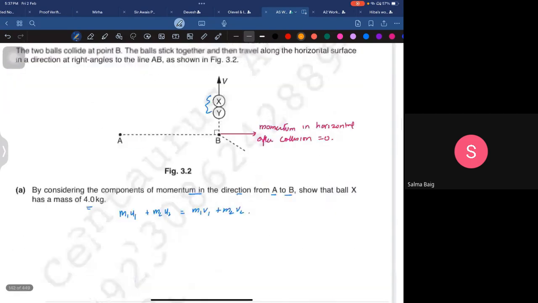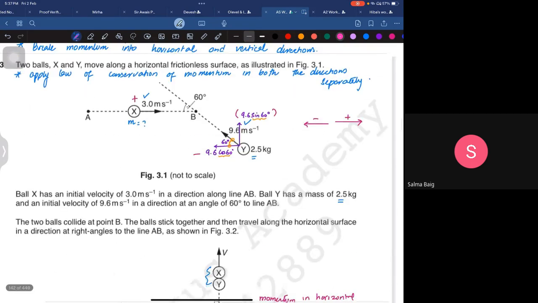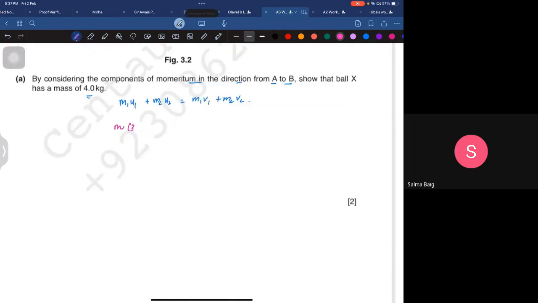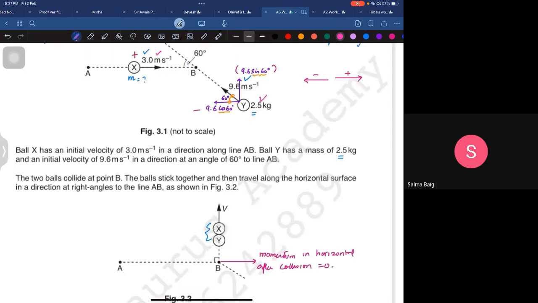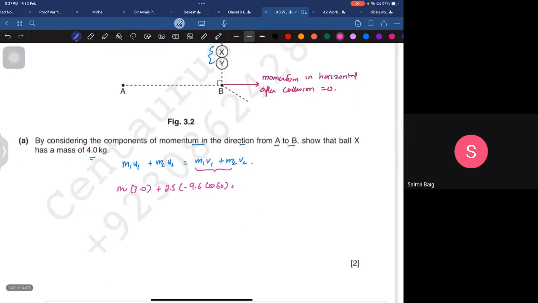All right. Now we have written the equation. We're just going to see it in the horizontal direction. So let's check it out. So M1, we want to find mass of, and the speed initially was 3. So I'm going to write 3. M2 is 2.5, as they've given it here, and the speed horizontal is minus 9.6 cosine 60. Afterwards, they both go vertically, so the momentum has to be 0 here. So I'm going to put 0 right here.